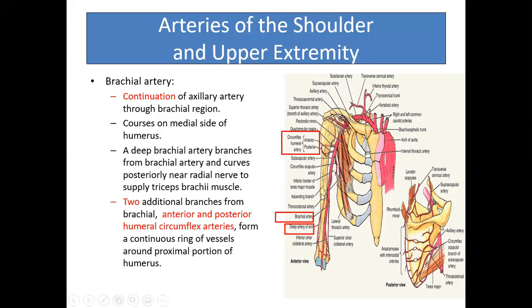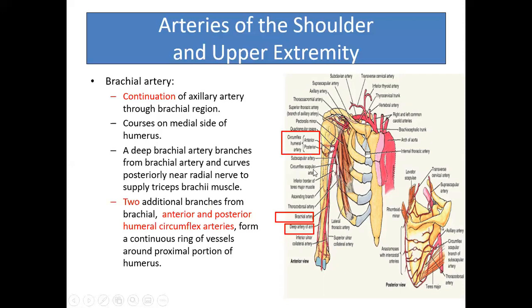Okay, sorry, I want to make a correction here. This is the deep brachial artery. Because the picture is quite small, you have to look carefully to see the artery. There is a deep brachial artery that branches from the brachial artery and curves posteriorly near the radial nerve to supply the triceps muscle. The part that I showed you just now is the circumflex humeral artery. This is the correction that I want to make.